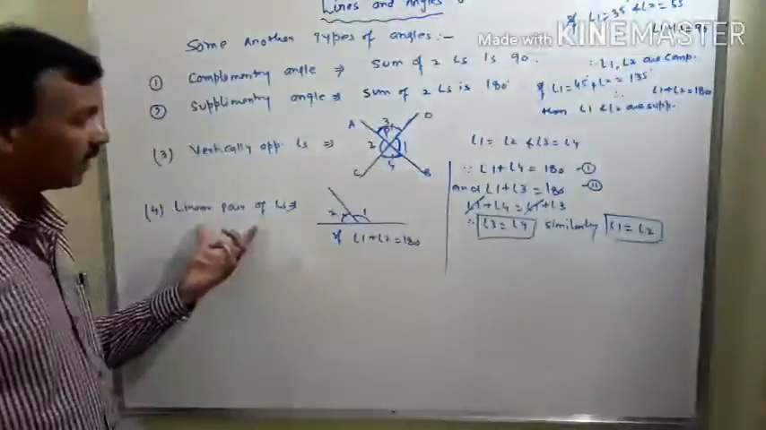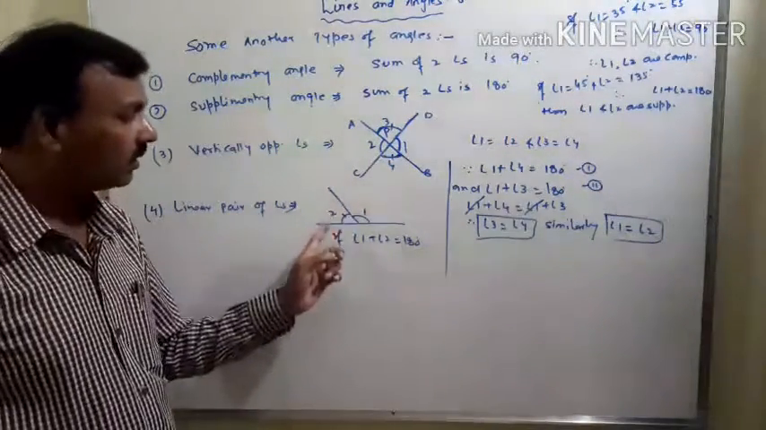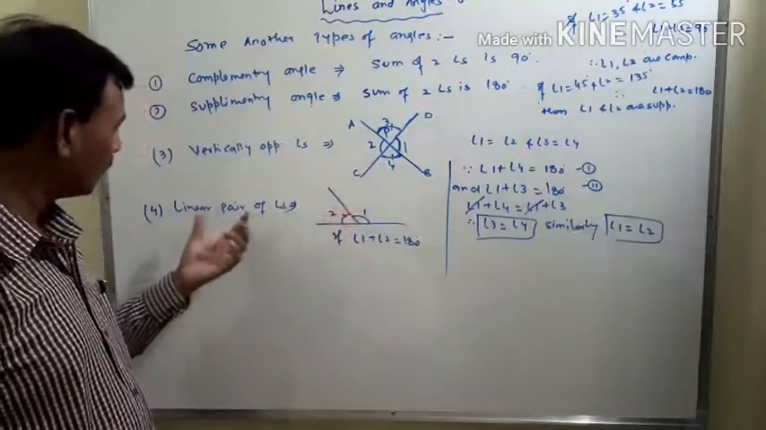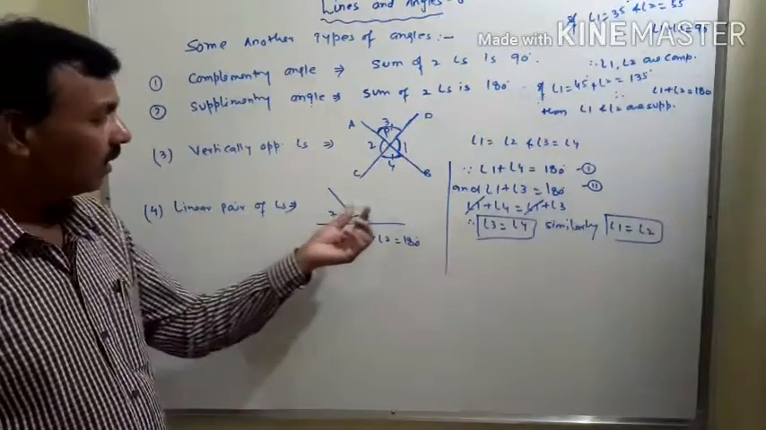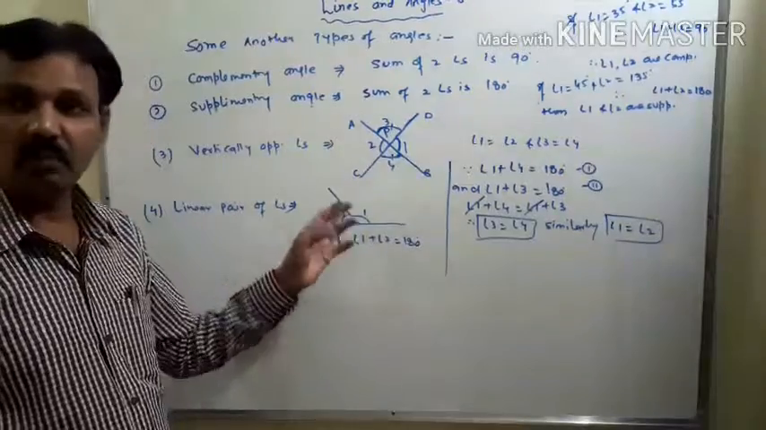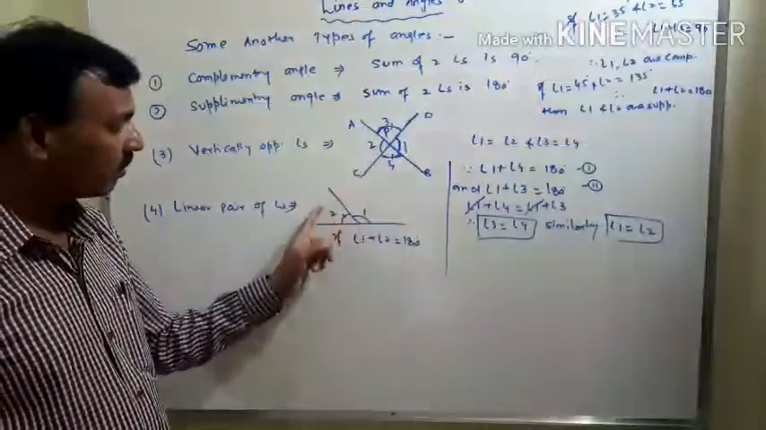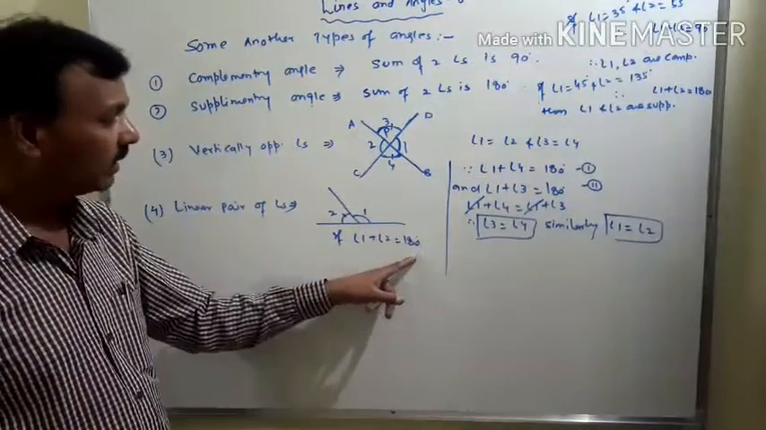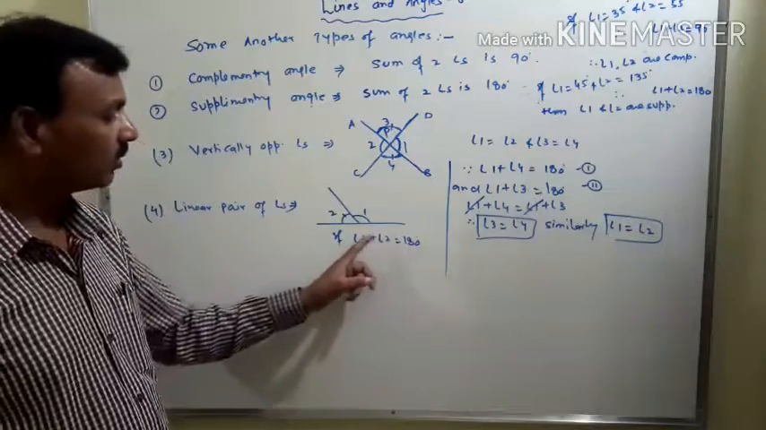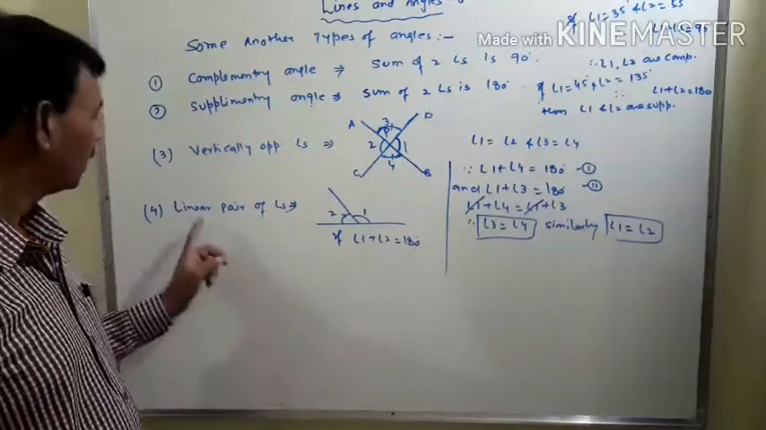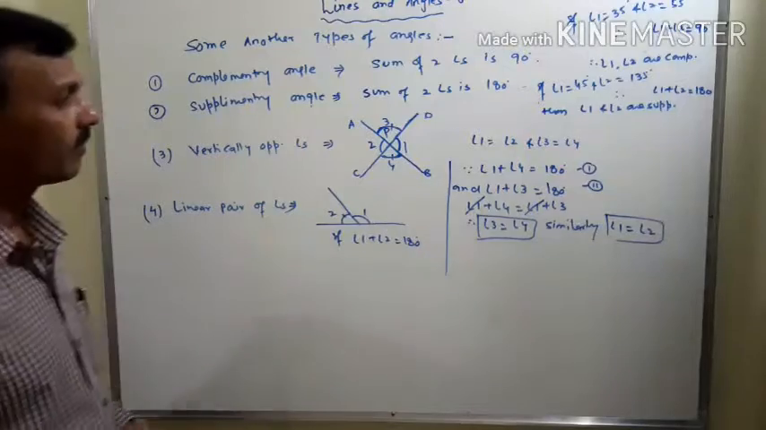But in this linear pair of angles, both angles should have one common arm, and if the sum of both angles is 180 degrees, then we can say that both angles are a linear pair of angles.